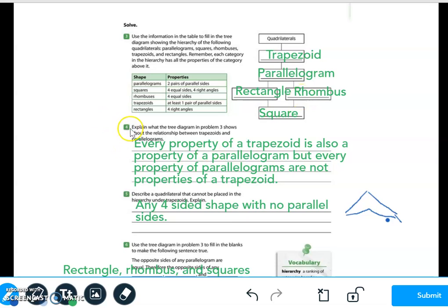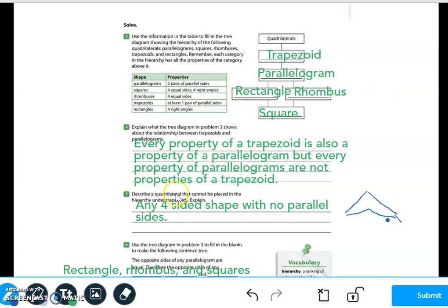All right. Next, we go into question 4. It says, explain what the tree diagram in problem 3 shows about the relationship between our trapezoids. So here we see that every property of a trapezoid is also a property of a parallelogram, but because it's up under here, it says that every parallelogram property is not a property of our trapezoid. For our example, it said for our trapezoid, at least one pair of parallel sides. Here, our parallelogram says it has at least 2 pair. So if our trapezoid only has one, then it won't be considered a parallelogram. But because our parallelogram has 2, it can be considered a trapezoid.